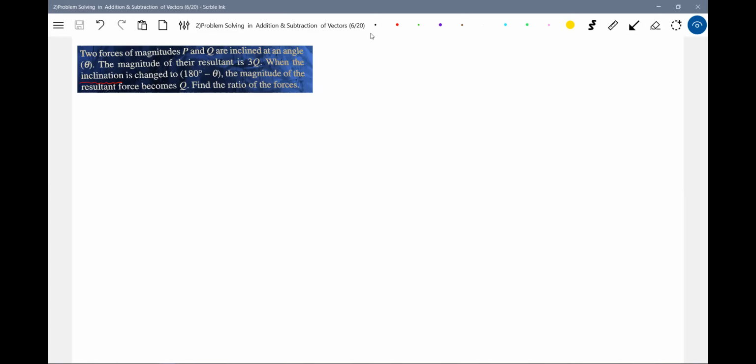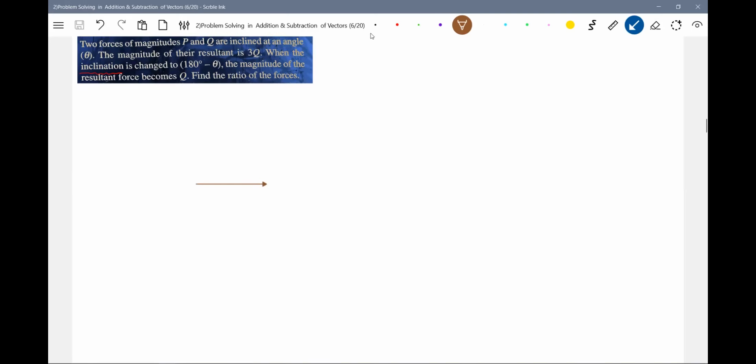When the inclination is changed to 180 minus theta. So what do you mean by that? First, we'll start with a vector P bar, and we have another vector Q bar. Inclined at an angle means the angle between the vectors is theta.